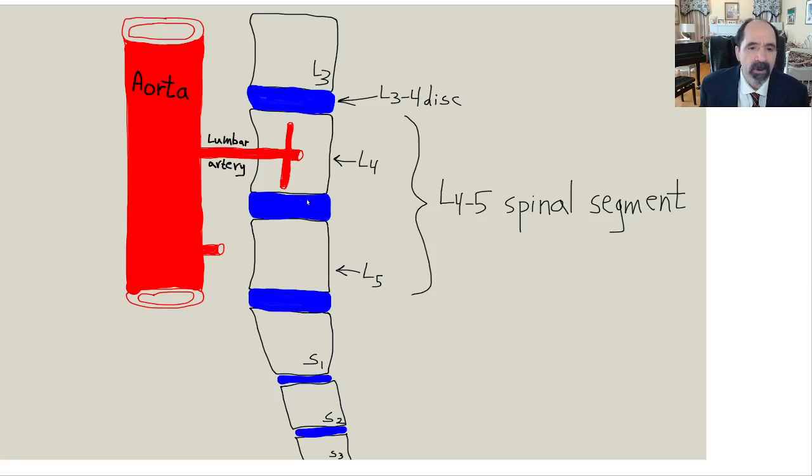Okay, some important definitions for talking about these spine diseases. Two vertebral bodies and the disc in between is called a spinal segment. We're going to refer to that a lot. The blue, of course, is the discs, and the sacrum has got a bit of a triangular conical shape.